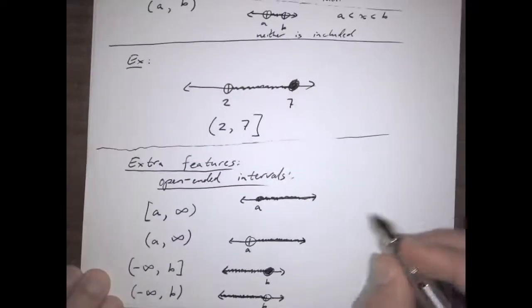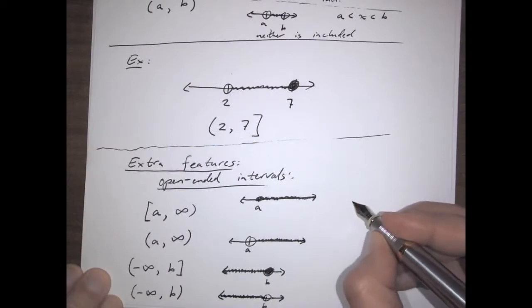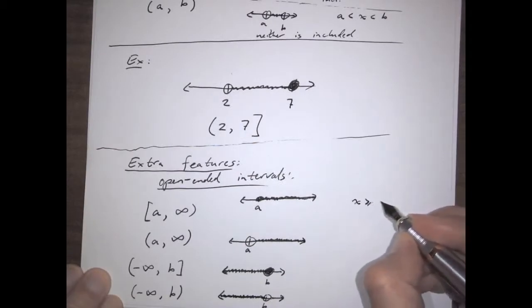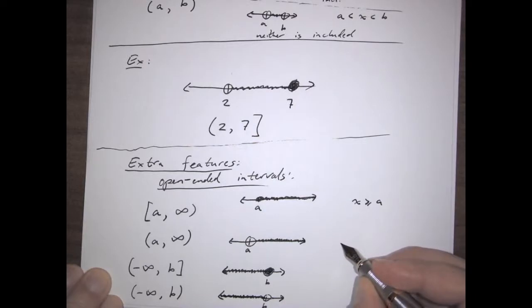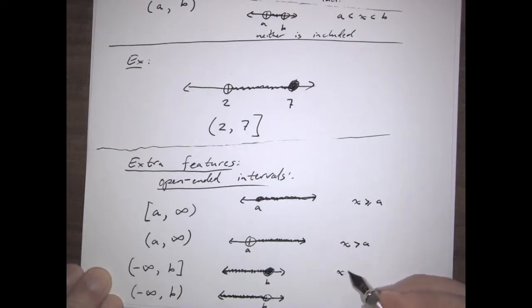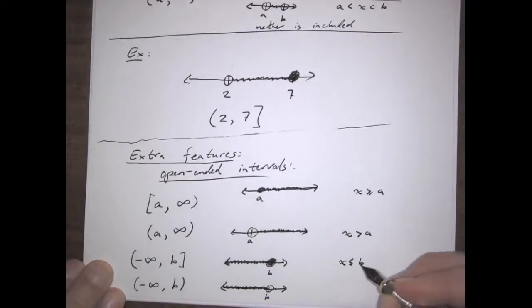So in other words, here we're talking about x is greater than or equal to a. Here we're talking about x is just greater than a. Here we're talking about x is less than or equal to b. And here we are talking about x just being less than b.